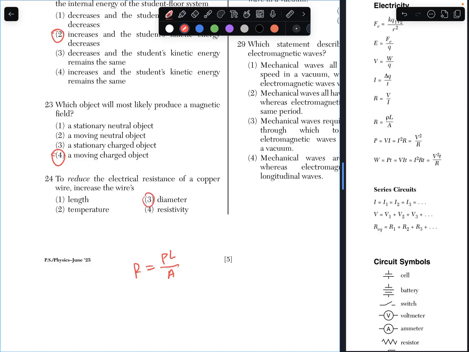If we increase the length, it's going to be more resistant. And for temperature, a higher temperature is more resistant. And if we increase the resistivity, then of course the resistance would increase, given that everything else stays the same.